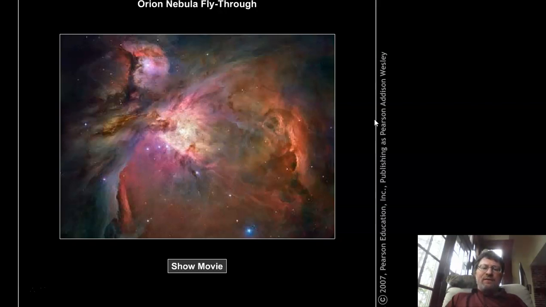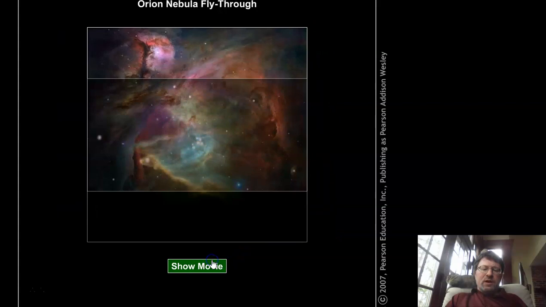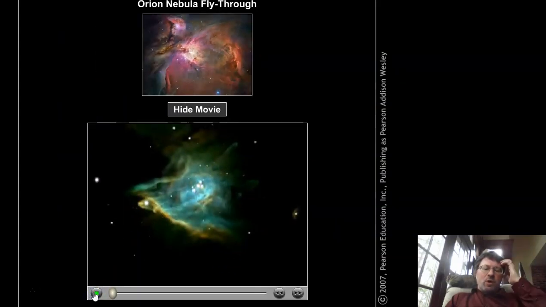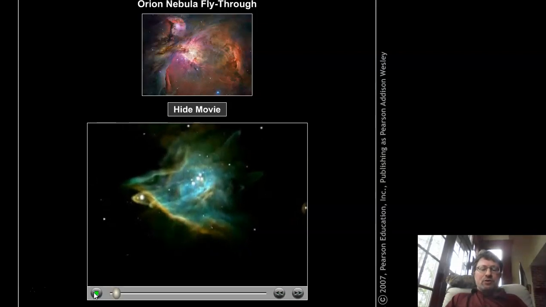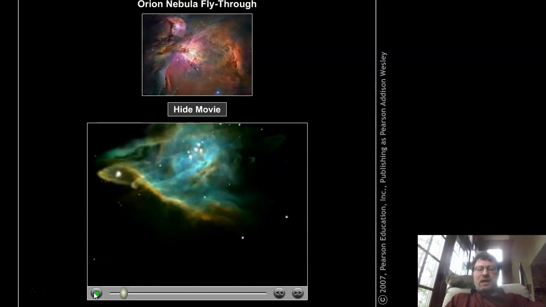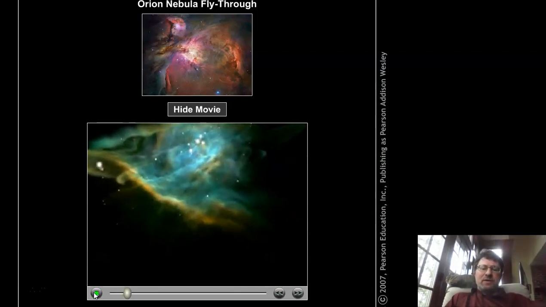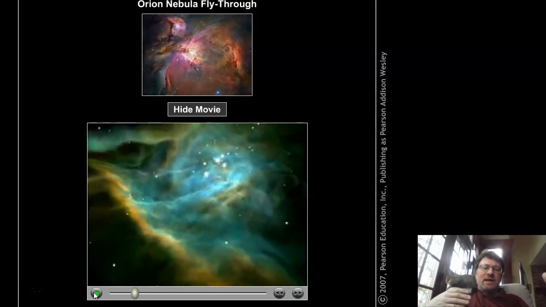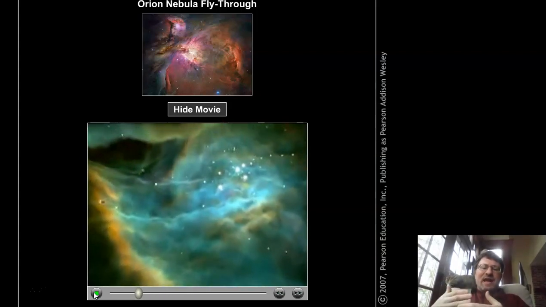So let's go on a fly through of the Orion Nebula, M42. We'll zoom in on that region. And then, of course, this is a visualization. It's not that we've actually sent a satellite 1,500 light years away to fly through the Orion Nebula. But this is what we feel it would look like given the three-dimensional studies that you have.